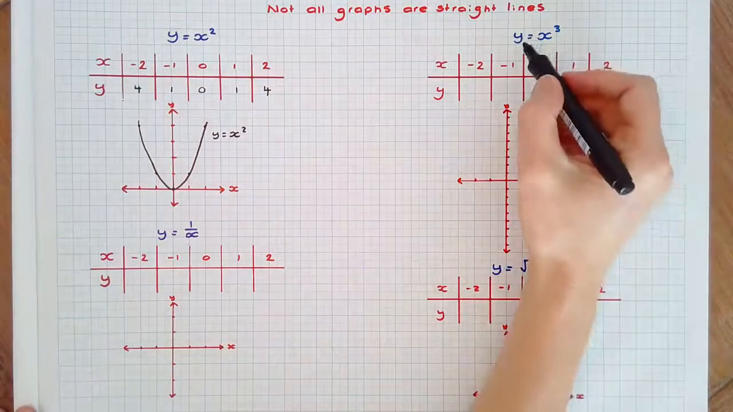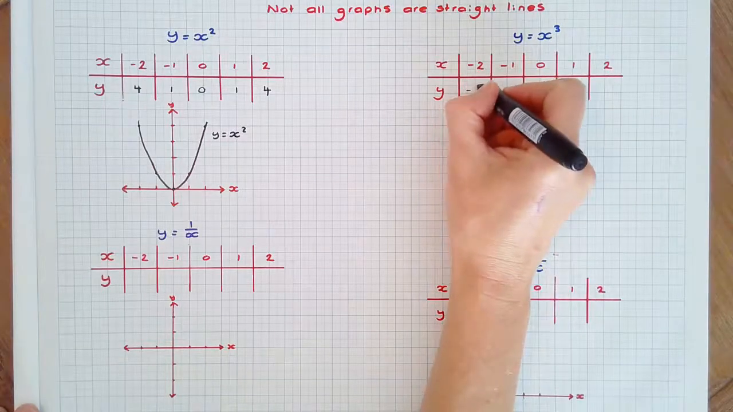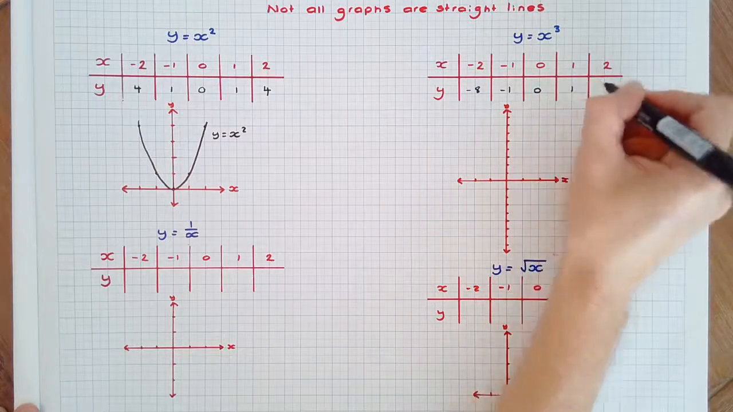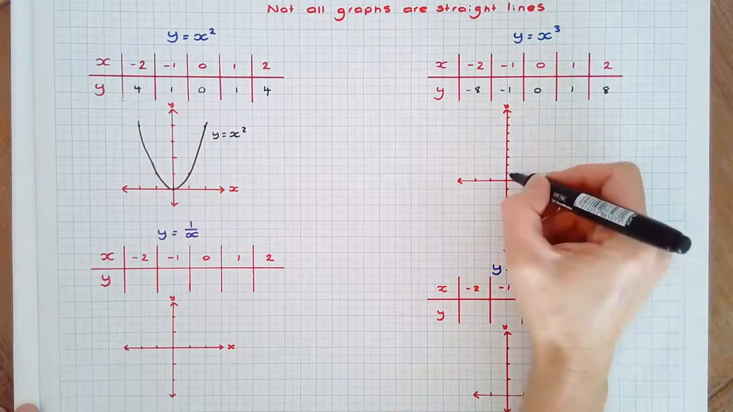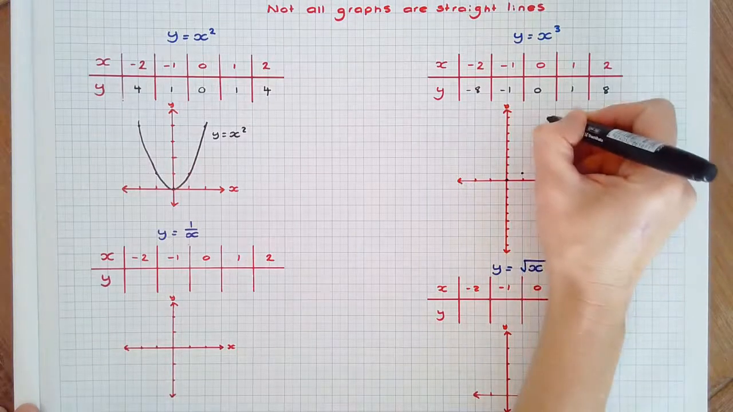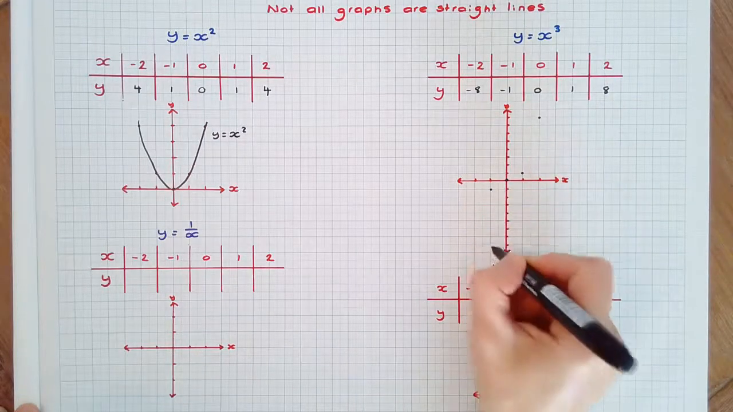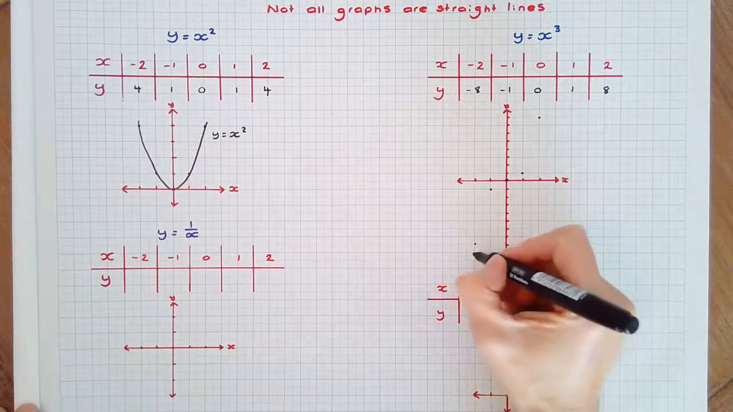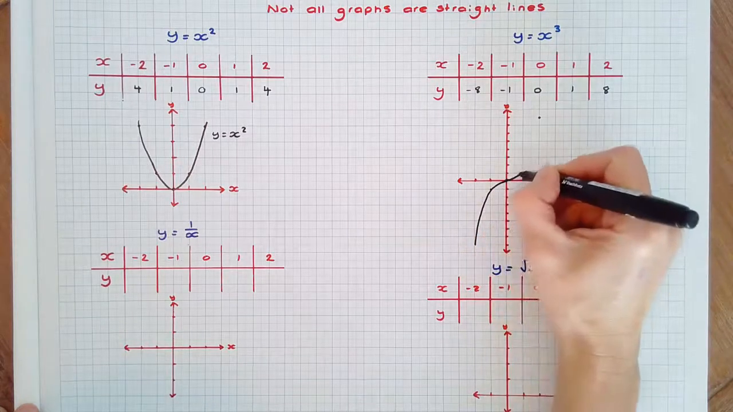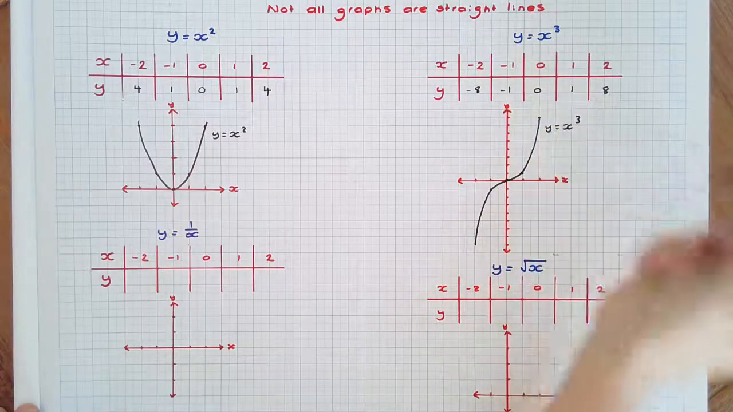Next example, y equals x cubed. -2 cubed would be -8. -1 cubed is -1, 0 cubed is 0, 1 cubed is 1, and 2 cubed is 8. And here you get a funny shape where 2 goes up to 8, 1 goes to 1, and you get this shape for this cubic, joining the dots with smooth lines for y equals x cubed.